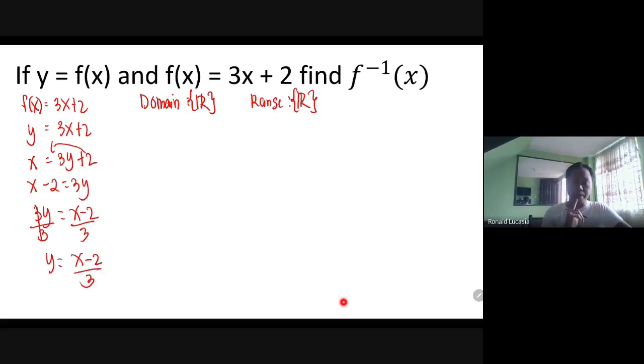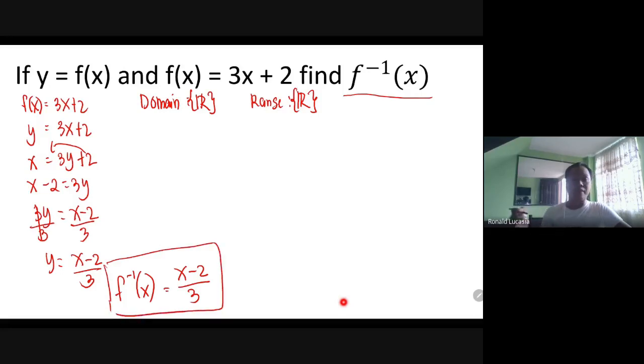And the last step is to change y to the symbol of the inverse. So we have f inverse of x is equal to (x minus 2) over 3. This is now the inverse of the given function. The domain here is the range of the original function.